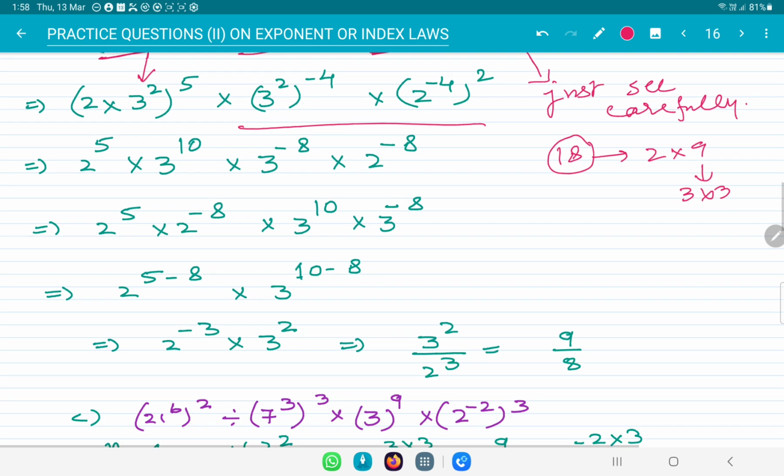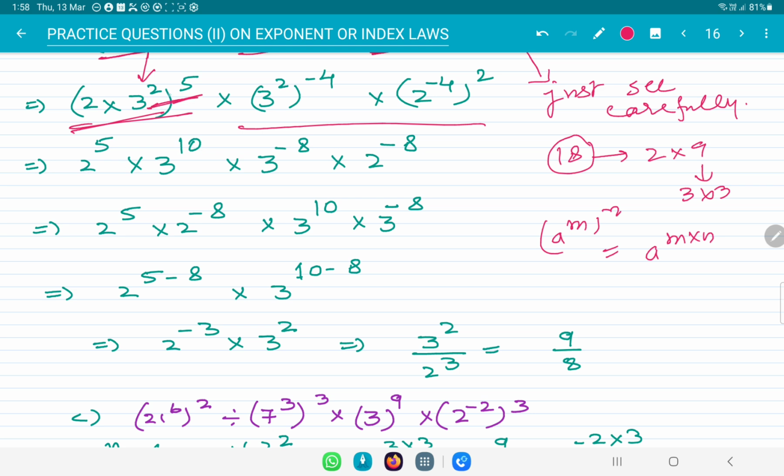Now see here, which formula are we using? It is (a raised to the power m) whole raised to the power n, which becomes a raised to the power m into n. So 2 raised to the power 5, and here 3 raised to the power 2 into 5, which becomes 10. And here we use the same formula, so 3 raised to the power minus 8, and 2 raised to the power minus 8.